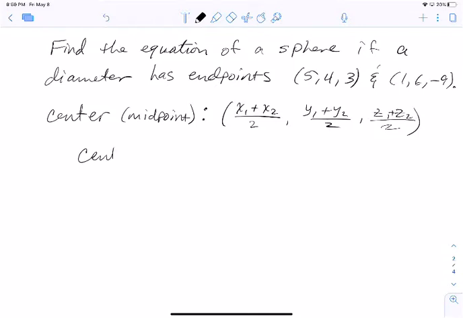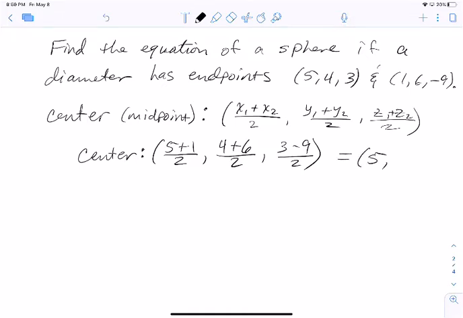So here we have as our center 5 plus 1 over 2 for the x's, 4 plus 6 over 2 for the y's, and 3 minus 9 over 2 for the z's. That'll give us the point 3, 5, -3.